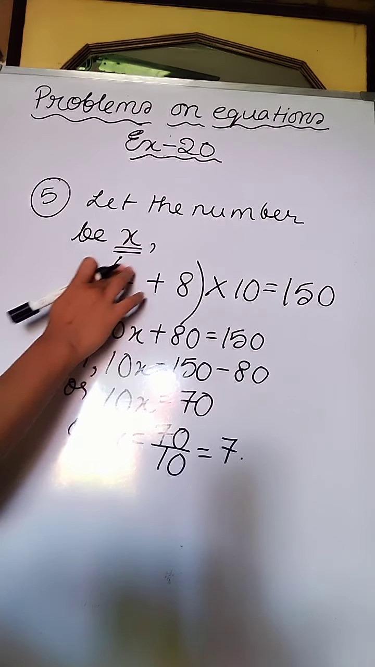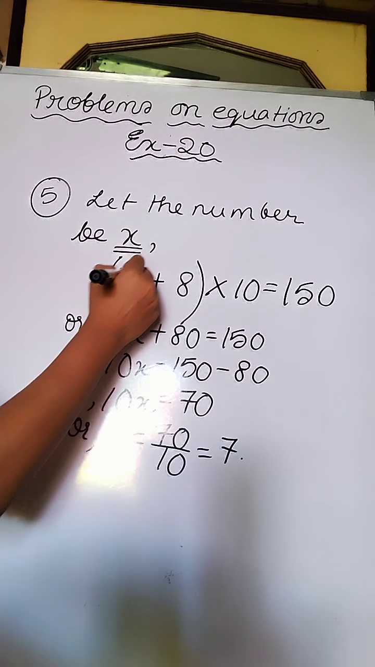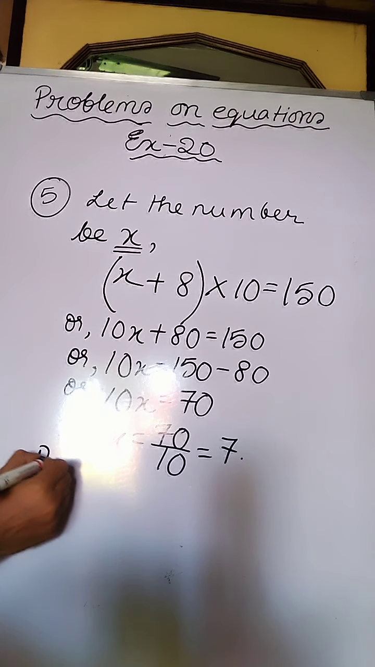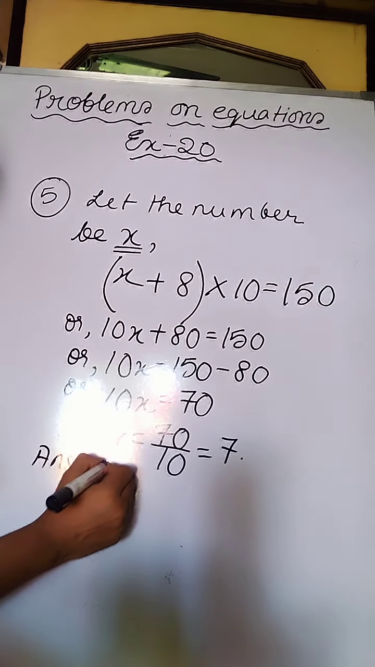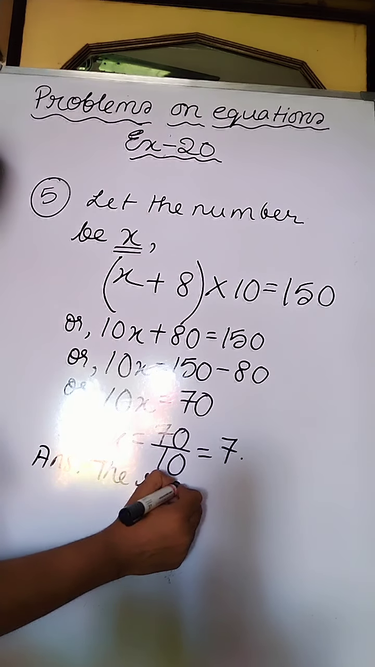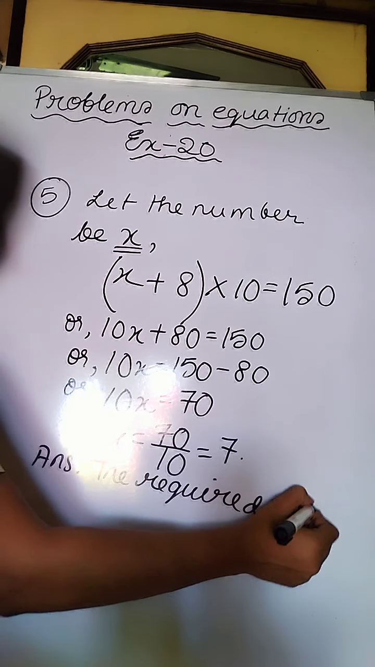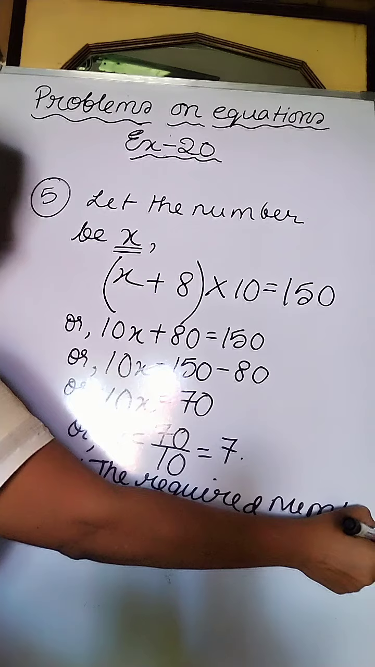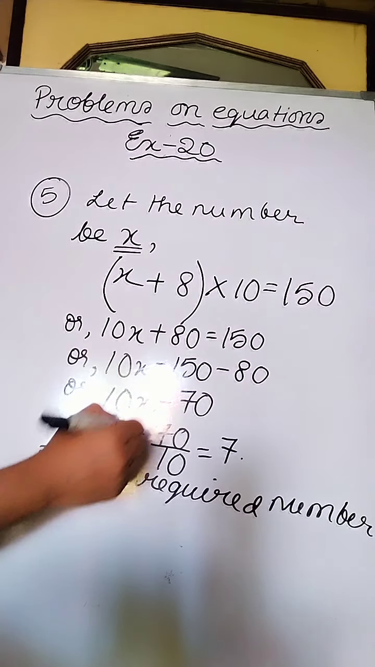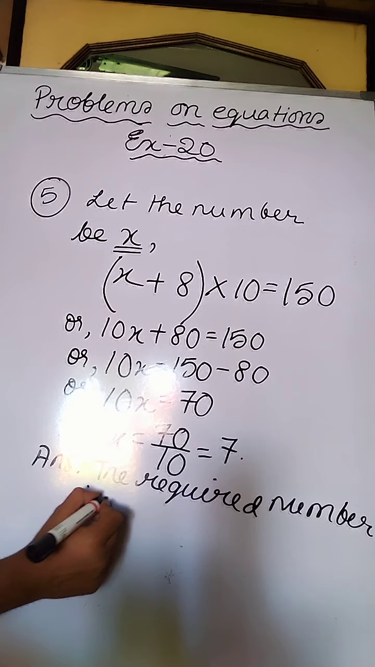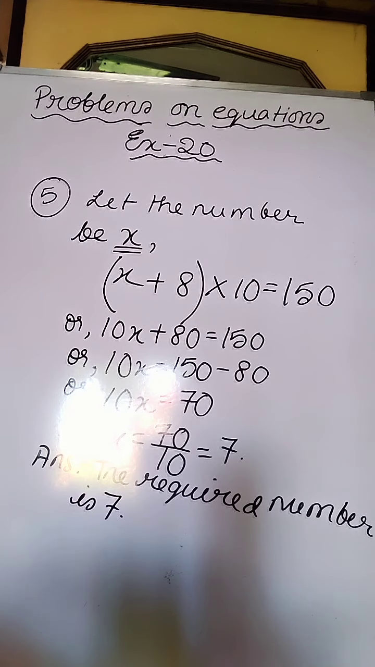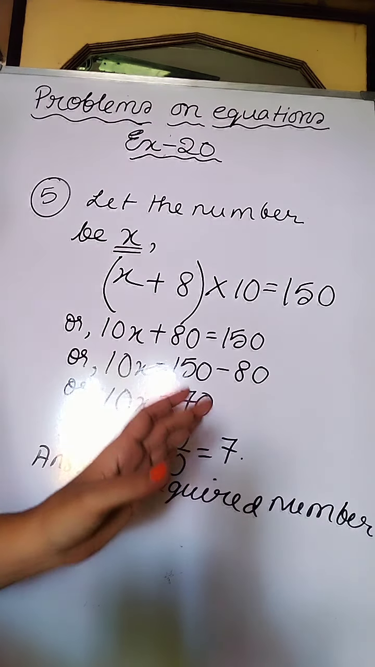So 7 is the required number. What will you write as the answer? The required number that is to be added with 8 and then multiplied by 10 is 7. In this way you will solve sum number 5.